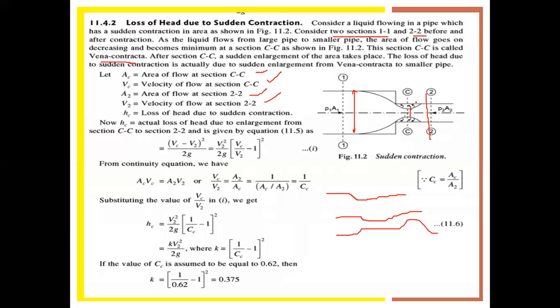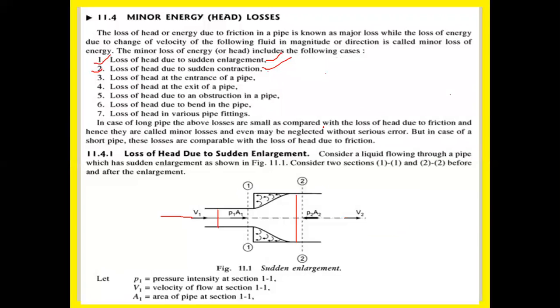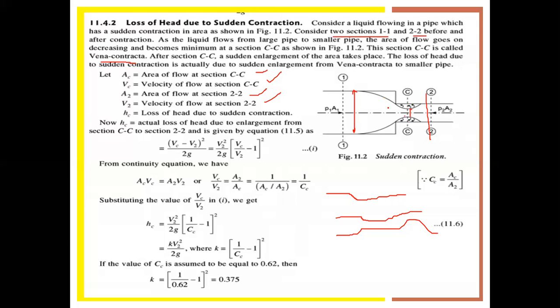Now, HC is the loss of head due to sudden contraction. Now HC is the actual loss of head due to the sudden enlargement. So here there are two cases. In the initial case, in this figure, the flow is in a small diameter and then it enlarges and continues at a constant diameter. There is no contraction again. But here you have the enlargement, contraction, and again enlargement. So that's why here HC is the loss of head due to the sudden contraction. This HC is the actual head loss due to the sudden enlargement from CC to 2.